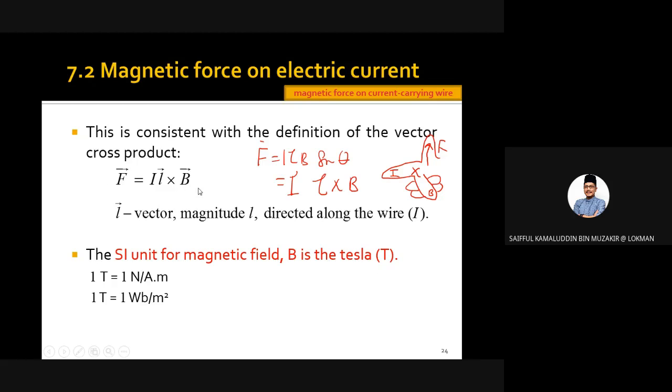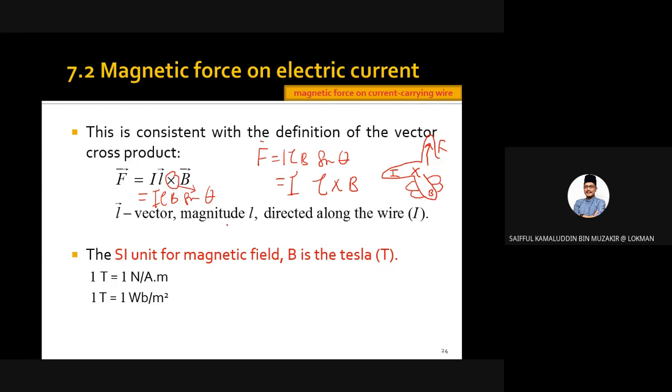I cross B is force. I cross B means that, nampak dia ada cross. Kita akan dapat I, L, B, sin theta. Cross ni kita terjemahkan kepada sin theta.